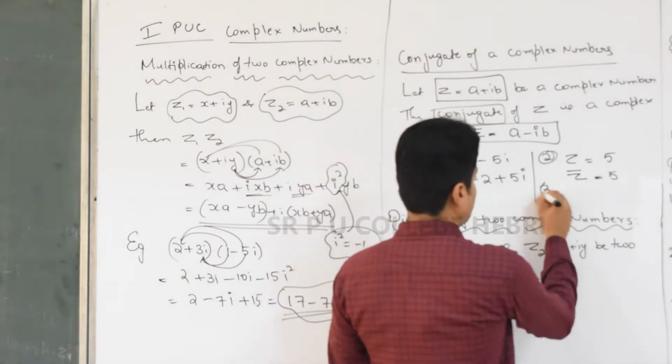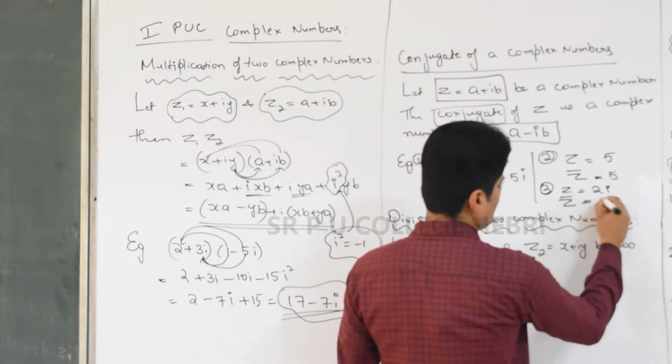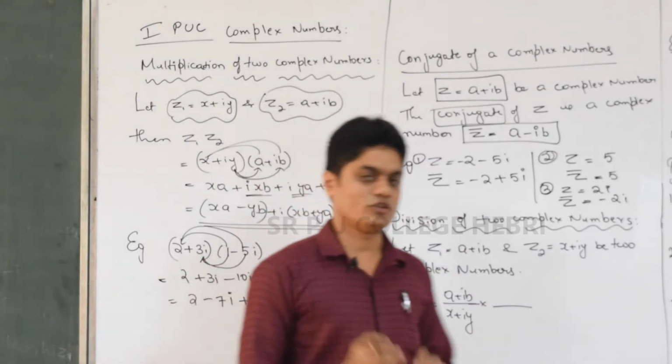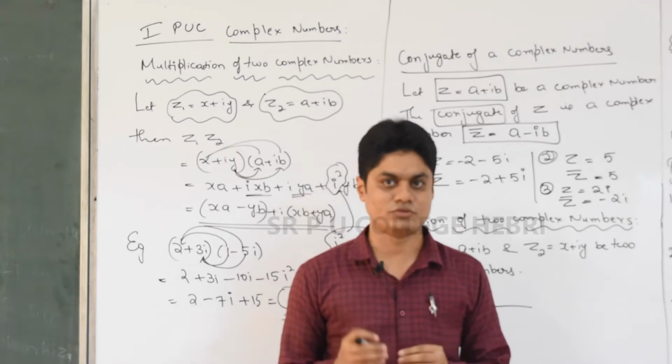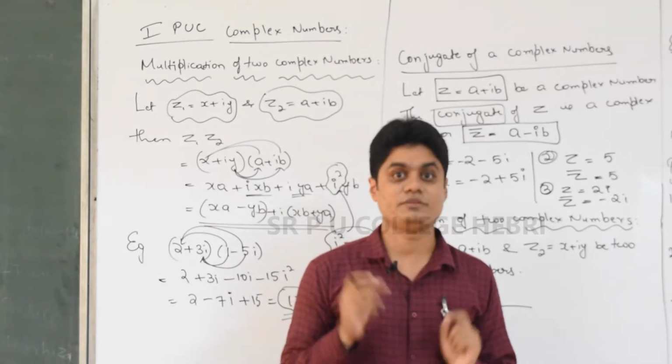One more example I will take here. z is equal to 2i. Then what is z bar? Minus 2i. There is an imaginary part there, so you should change the sign. So ultimately, please remember that the conjugate of a complex number can be obtained by changing the sign of the imaginary part.